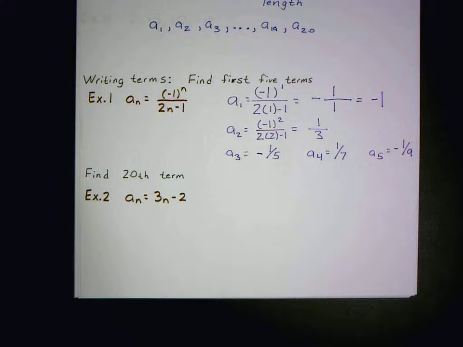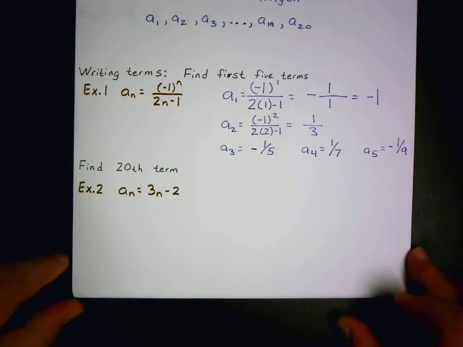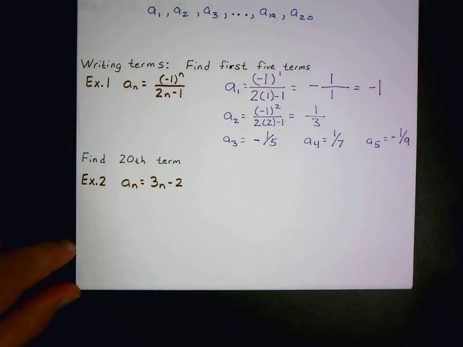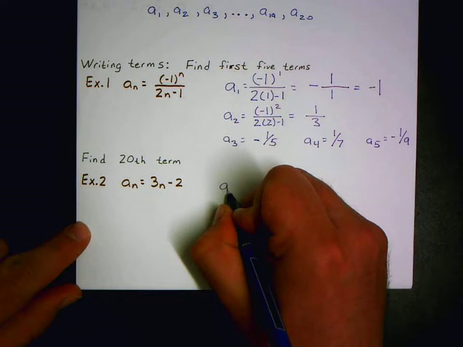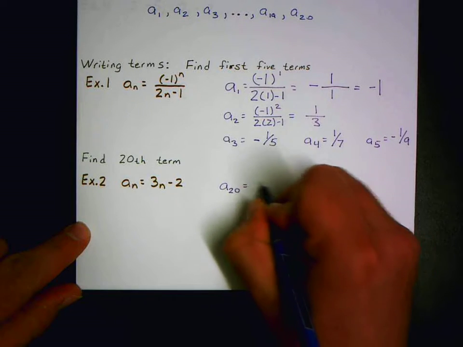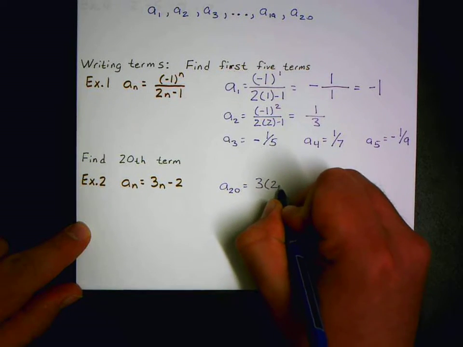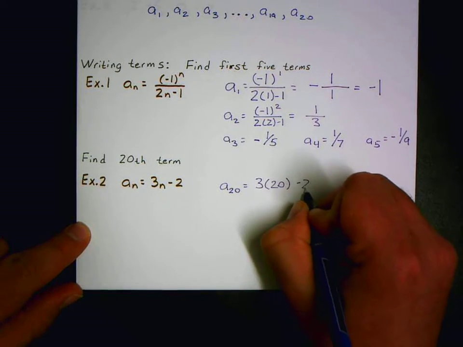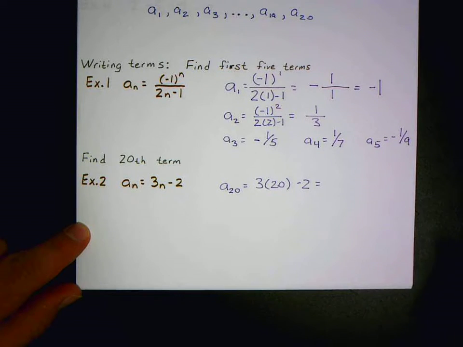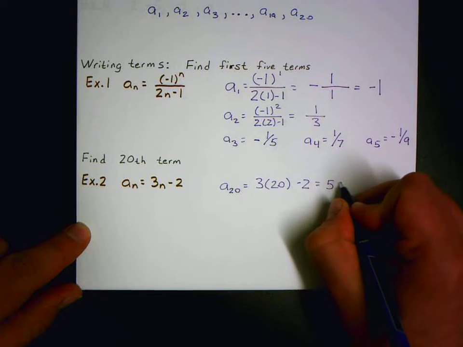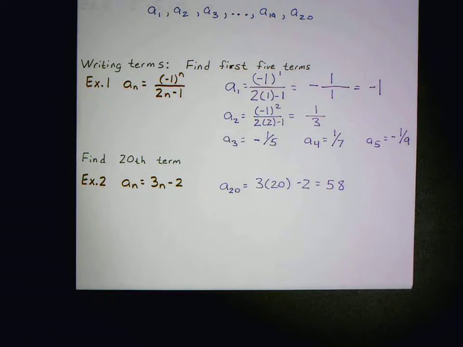Okay, so if I want to find the 20th term, what do I do? Plug in 20. So to find the 20th term, I simply plug in 20. So 60 minus 2 is 58.